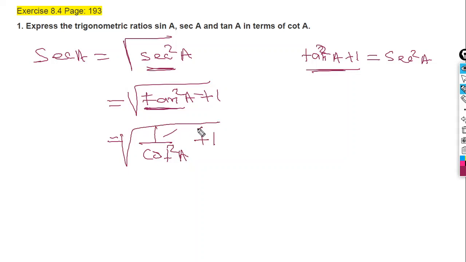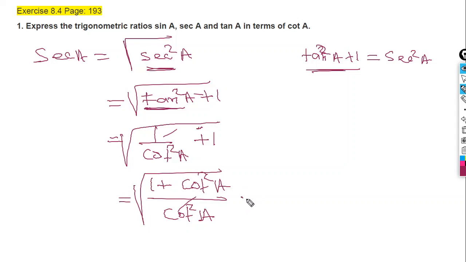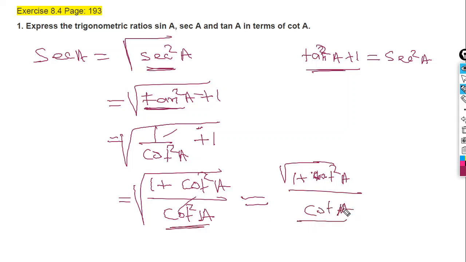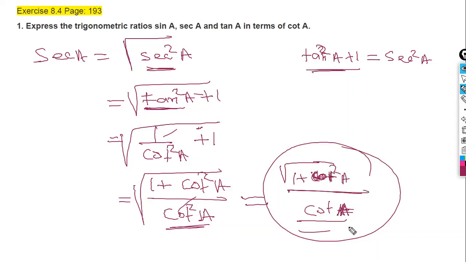You can leave it as it is, or you can simplify it further: it equals root over of 1 plus cot square A, divided by cot A, since root over of cot square A is cot A. So this will be your simplified answer: root over of 1 plus cot square A divided by cot A. So this is your answer.